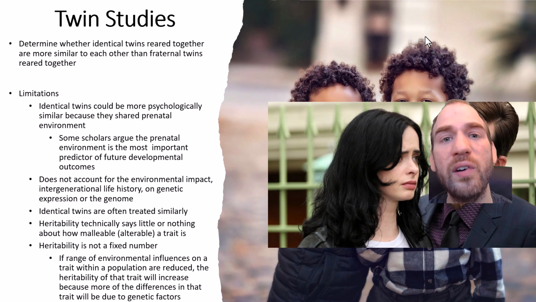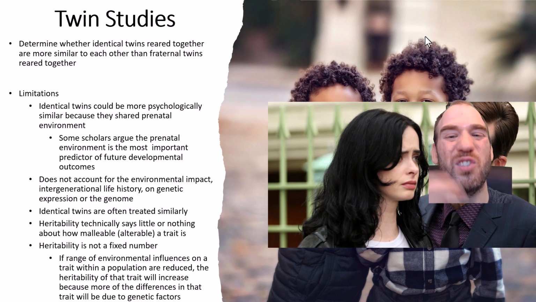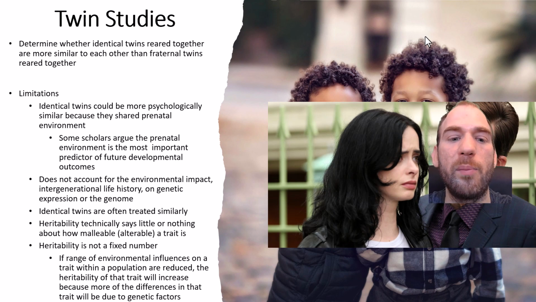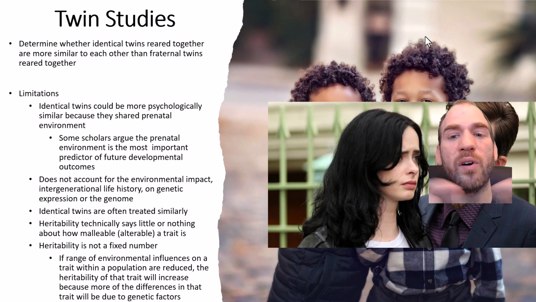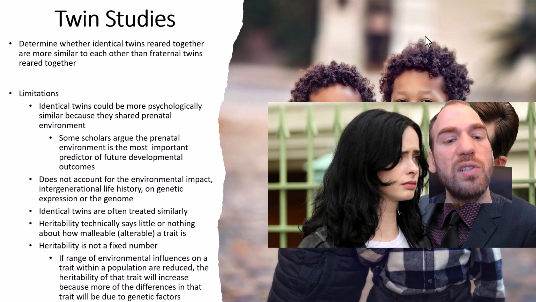Identical twins are often treated similarly. The idea here is that although twins share very similar DNA, that is identical twins, they may also be treated very similarly. So it's not just theoretically genetic similarity contributing to extroversion developmental outcomes, but also parenting. If the parents are treating both twins very similarly, this is an environmental factor which may be contributing to the development of extroversion similarly in both twins because they are being parented in very similar ways.